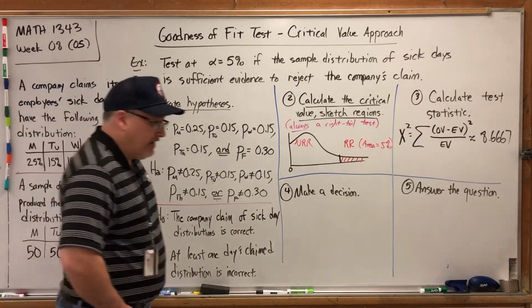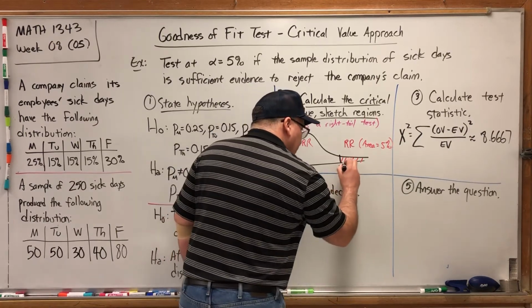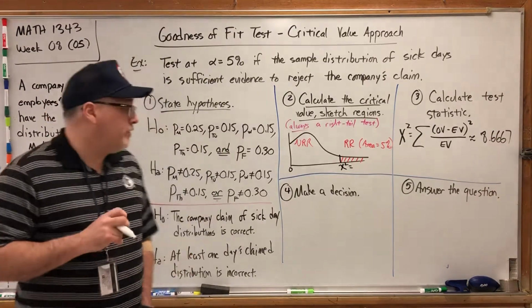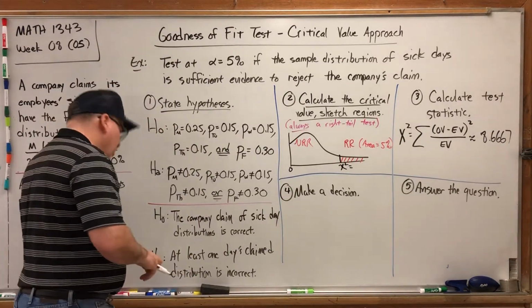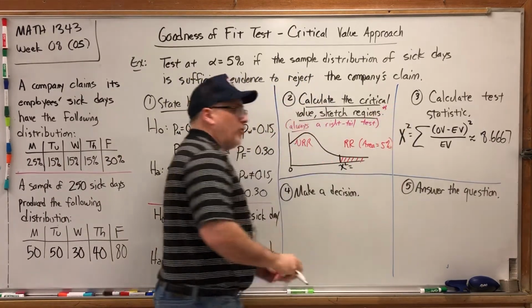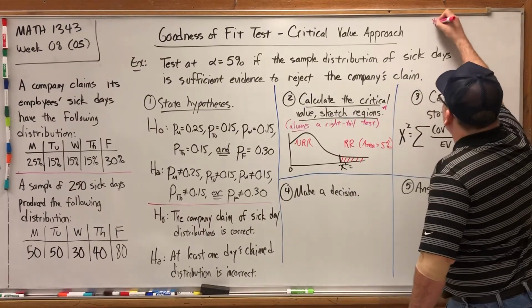We need to look up a chi-squared value, but if you recall from the very first video, the chi-squared distribution requires an area to the right, which we have, and a degrees of freedom, which we don't. So somewhere over here, I need to put what the formula for degrees of freedom is. So we'll throw an asterisk there.